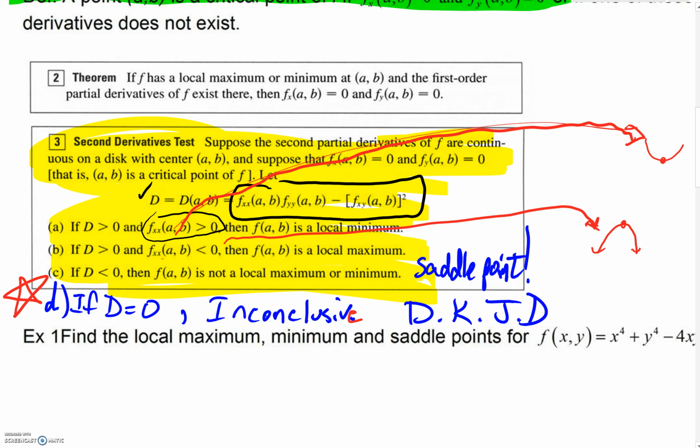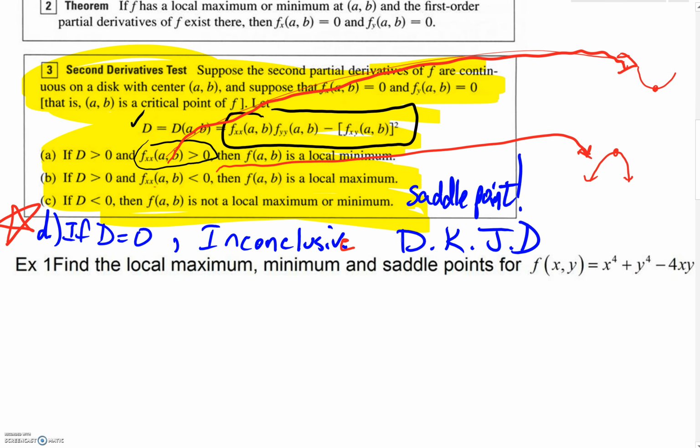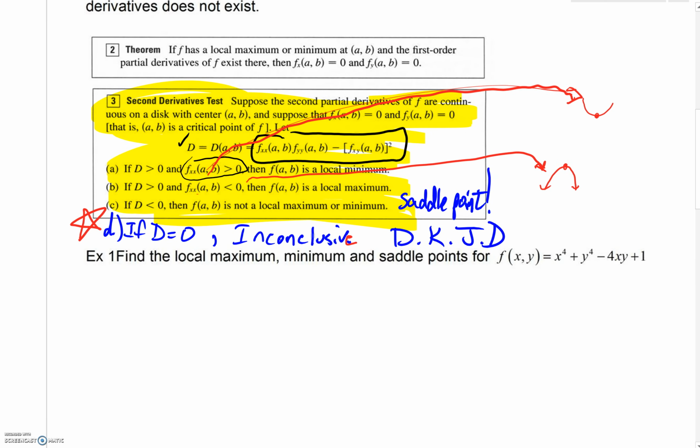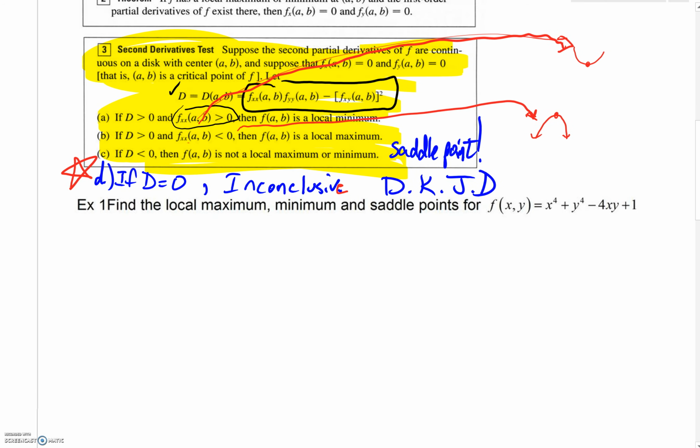If D equals 0, this is inconclusive. This is DKJD. We don't know Jack Diddley. So that's really the situation where, if D equals 0, we're going to need something else to help us. And we will continue talking about ways to get extrema. But let's jump into example 1 and see what's going on.